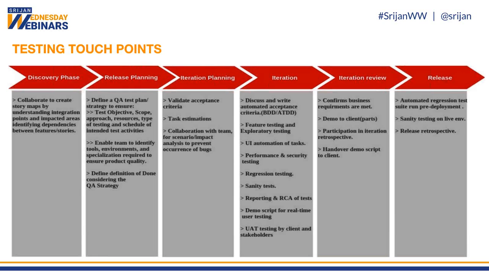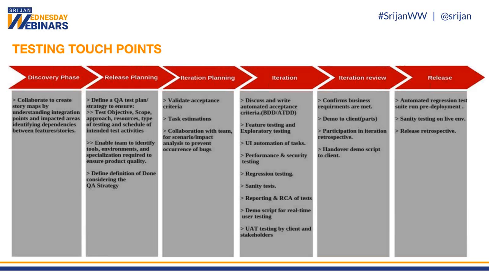After that, after one sprint is over, there is an iteration review. In this, we QA people confirm that all the business requirements expected out of the particular iteration are being met. After that, a demo is given to the client, and there is some participation of QA people. It's like the participation of the whole team in the retrospective. Then QA people create a demo script and hand over the script to the client.